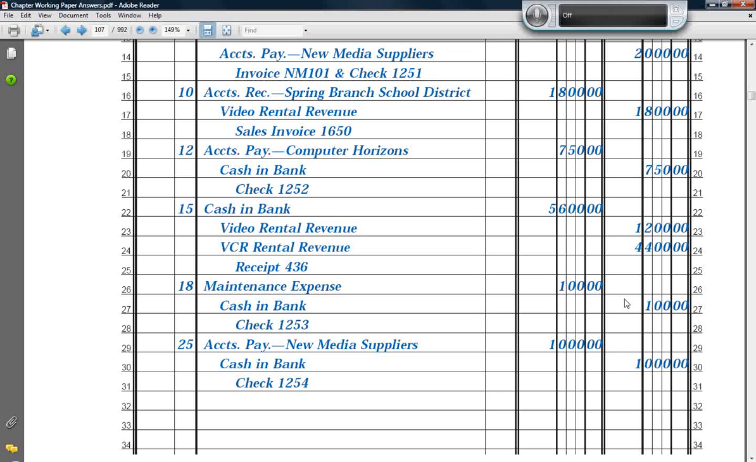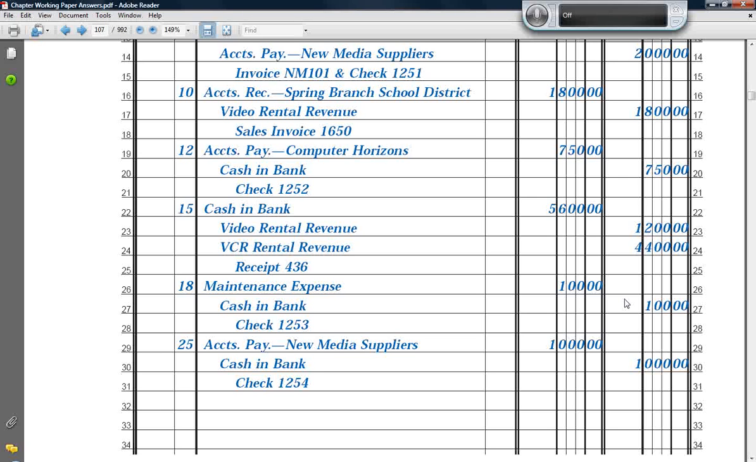On the 18th, we paid Clearview window cleaners $100 for monthly window cleaning. Check 1253. We're going to classify this as maintenance expense. All expenses have a normal debit balance and increase with a debit. We wrote a check. We know we decreased cash and bank. Debit maintenance expense $100. Credit cash and bank $100. And my source document is check 1253.